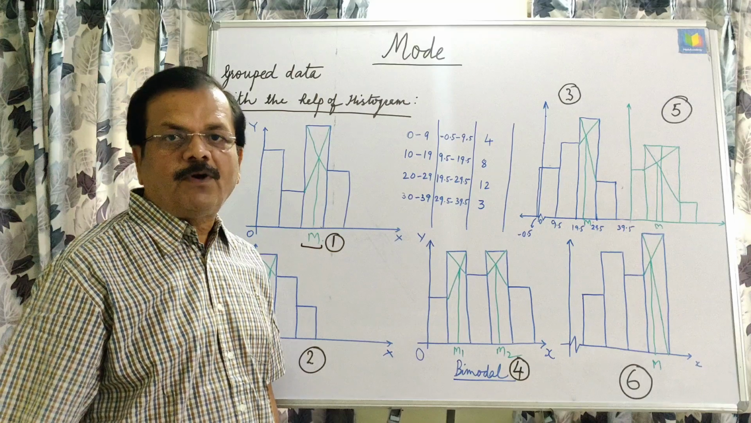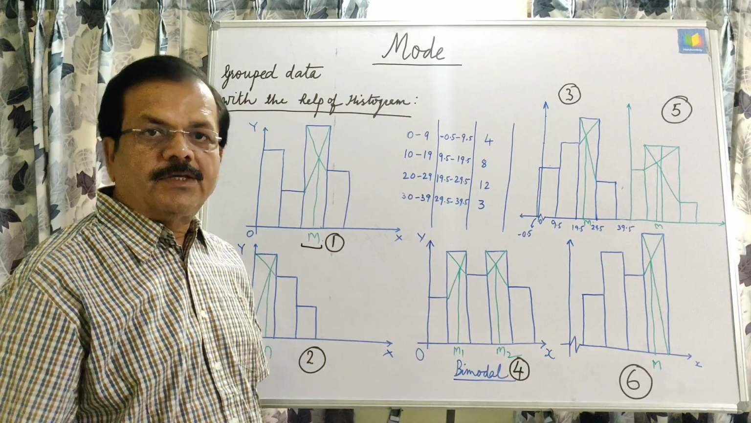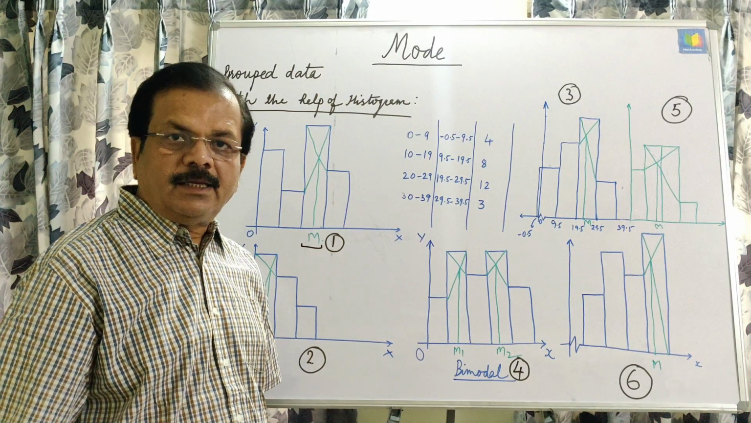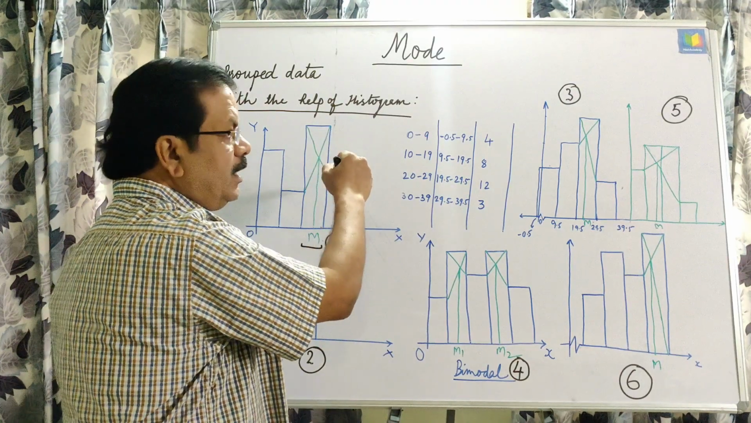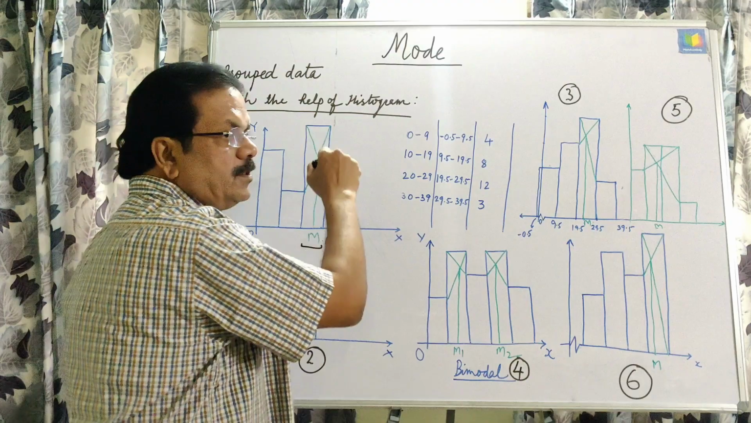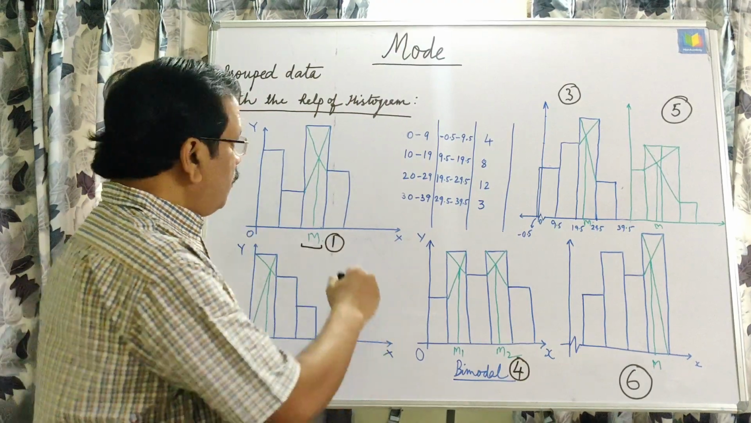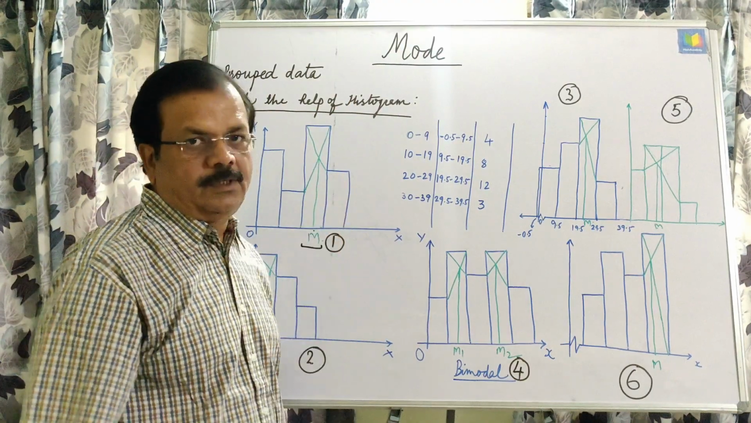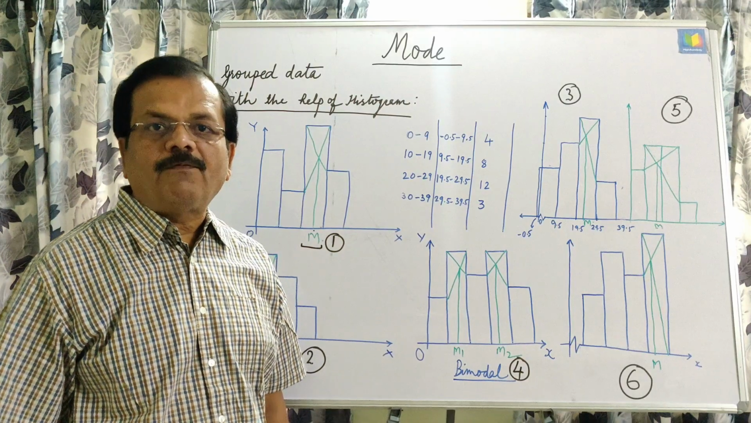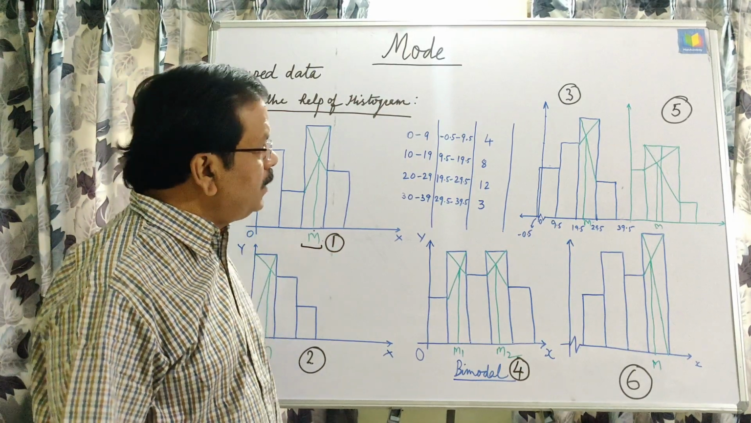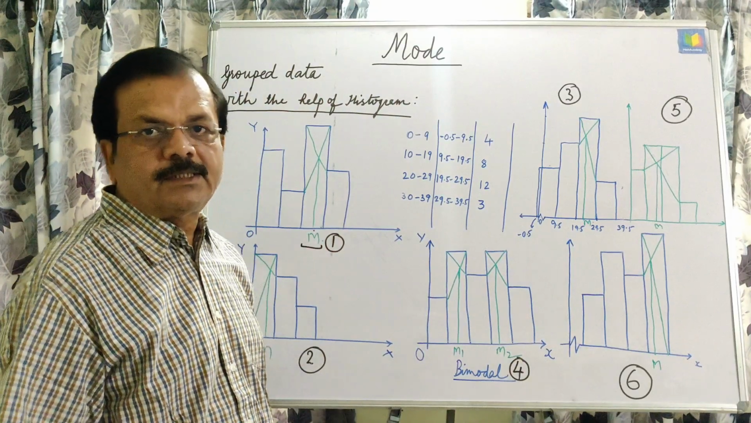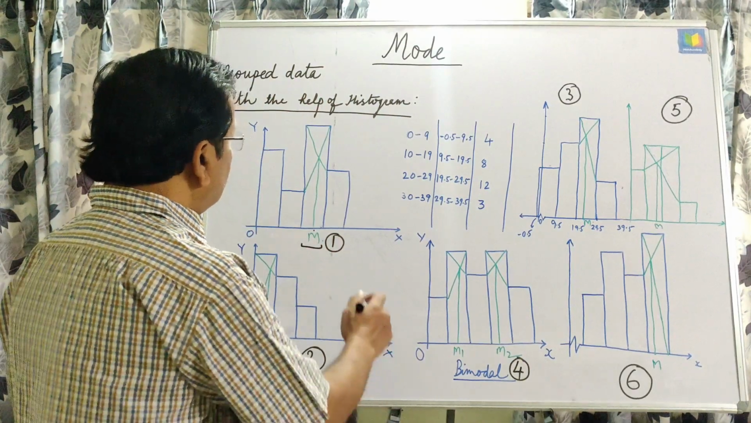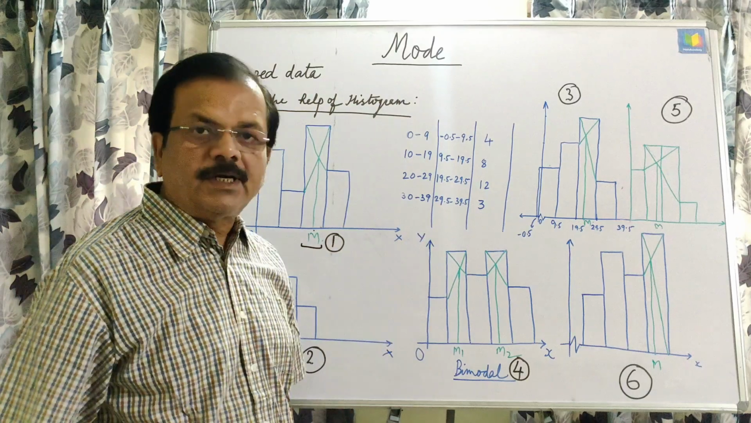First of all we will draw the histogram, and then after observing which block is of maximum length, we'll draw the three lines and then find the mode. This is the method of finding mode, and I have already drawn here 6 types of figures, and these are all the possible types of figures.